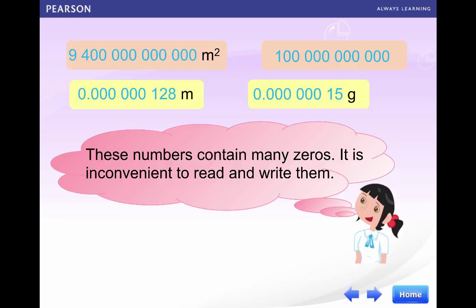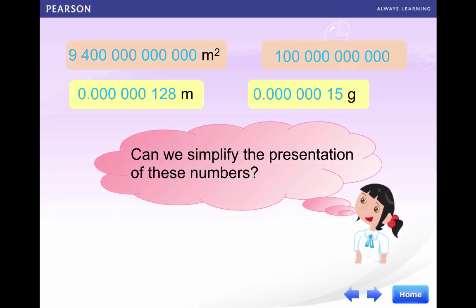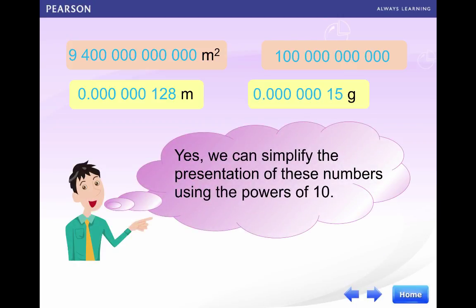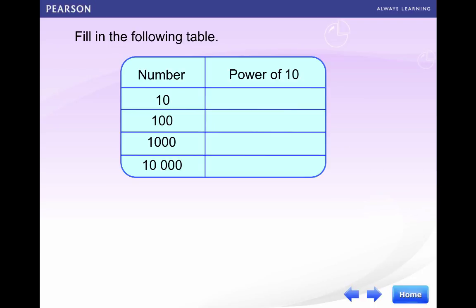So what should we do? We want to simplify these numbers. So how do we simplify these numbers? We can represent these numbers using the power of 10. For example, the number 10, we can say it is 10 to the power 1, 100 is 10 to the power 2, 1000 is 10 to the power 3, and 10,000 will be 10 to the power 4.